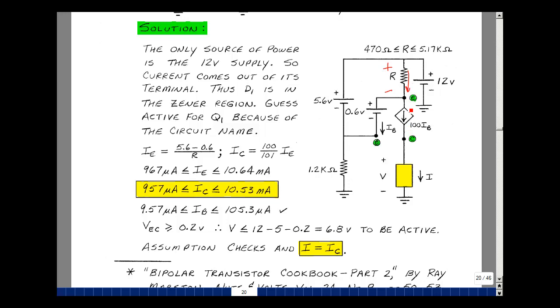If this was greater than 0.2, then that voltage would be something smaller than 6.8. We'd be subtracting more from this 12. V needs to be less than 6.8 volts to be in the active region. Our assumption would then check, and the collector current is the current I. So we're able to adjust the current I from about 1 milliamp to 10 milliamps. And this is supplemental problem 314.